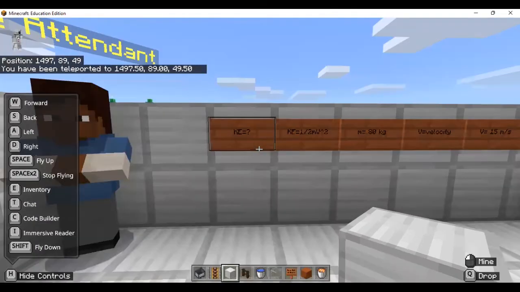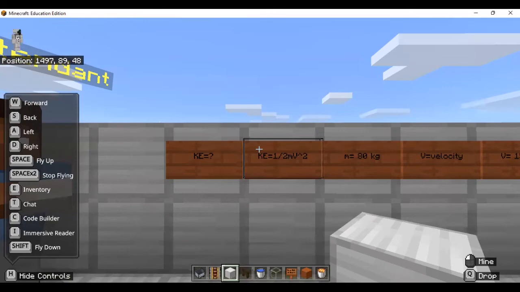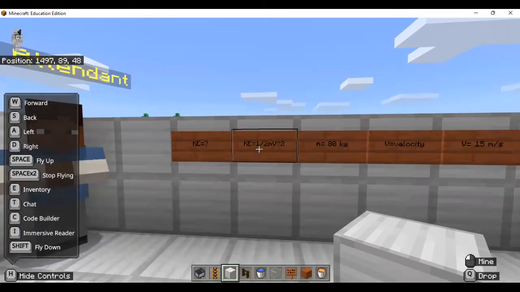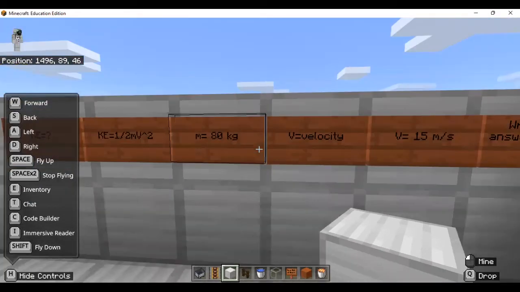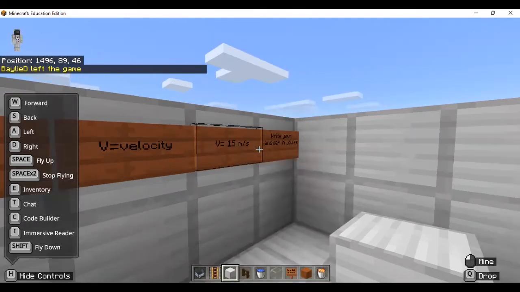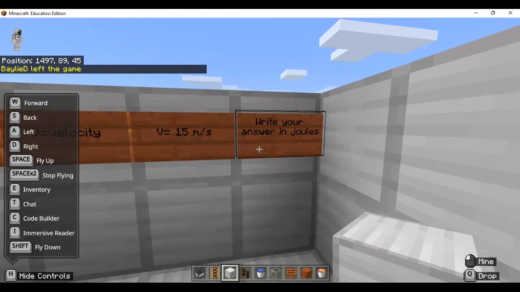And so they'd also have another question, but this time it's for kinetic energy. So now we're going to look at the kinetic energy formula, and then we're going to give you the variables. So mass again is 80 kilograms. We know that v is velocity, and the velocity is 15 meters per second for the roller coaster. And then you plug that back into the equation, and again, write your answer in joules.